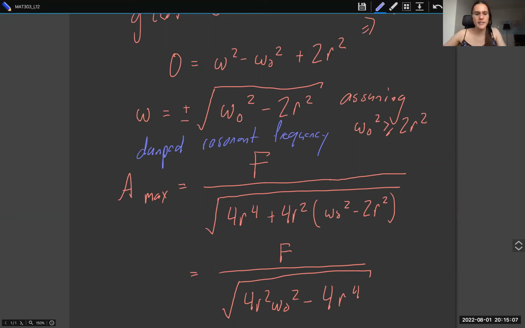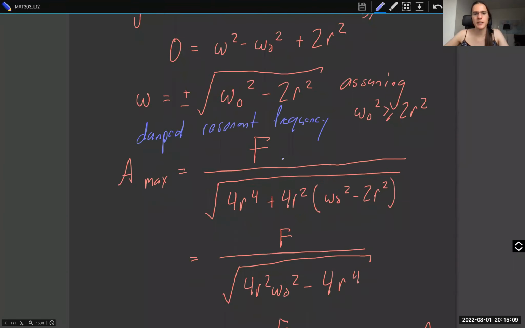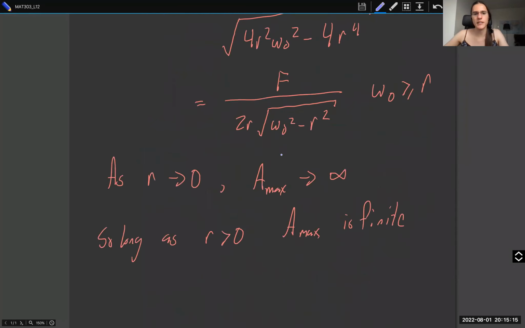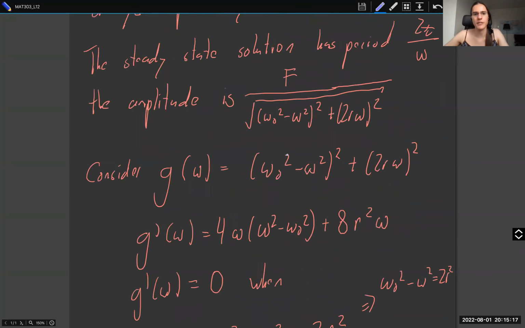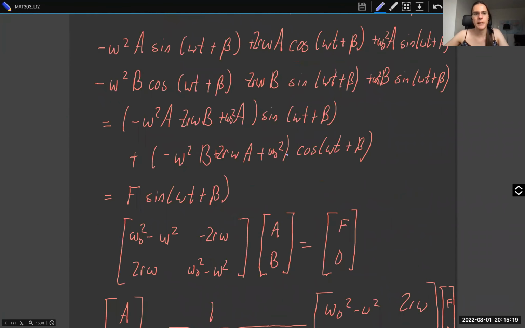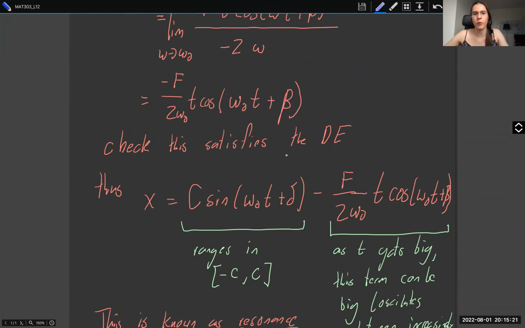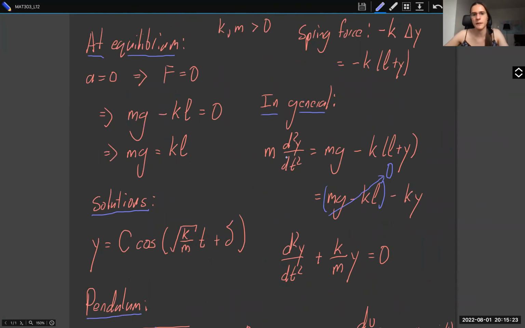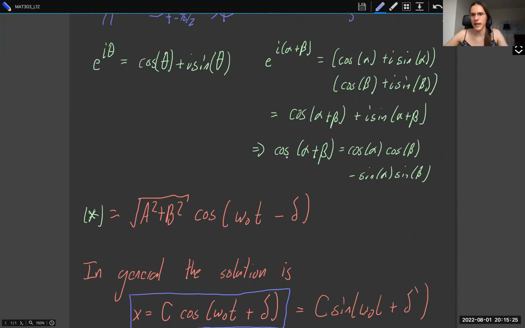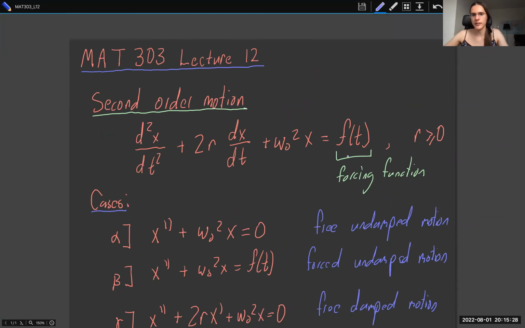So that completes the analysis of all possible cases where the driving function is an oscillation. This is going to be relevant for the electric case, because the electric driving force is either going to be constant or it's going to be periodic in the case of, for example, alternating currents.